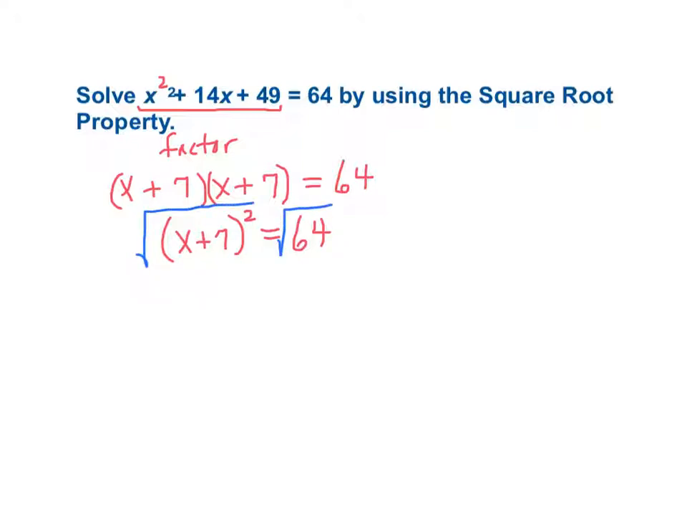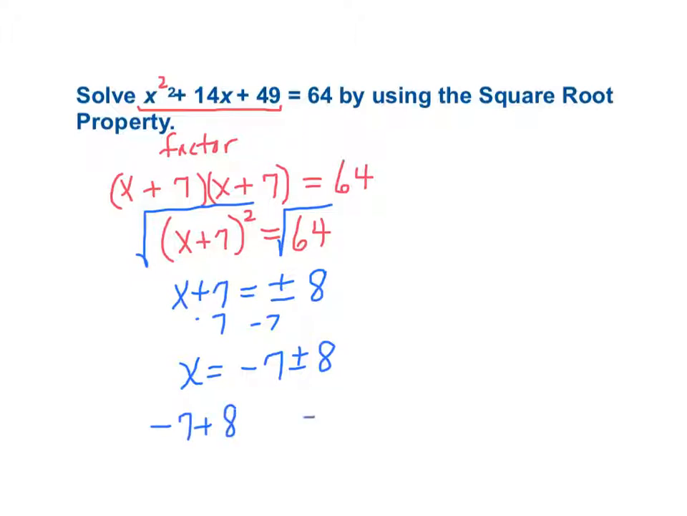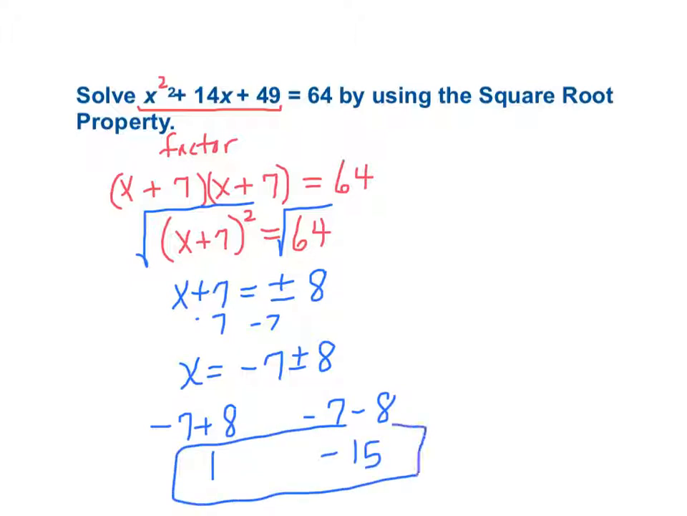and I'm going to take the square root of both sides. So on this side I'll have x plus 7 is equal to plus or minus, don't forget, the square root of 64 is 8. I'm going to subtract the 7 from the other side, and x is going to equal negative 7 plus or minus 8, negative 7 plus 8, and negative 7 minus 8. So 1 and negative 15 are my roots. Those are my solutions.